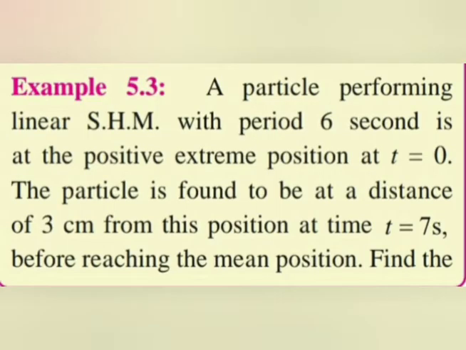So here students, we have the next solved example, and this solved example is different. Here we have to find out the amplitude of simple harmonic motion. So let's move on to the question. A particle performing linear simple harmonic motion with a period of 6 seconds is at the positive extreme position where the time taken is 0, and the particle is found to be at a distance of 3 centimeter from this position at time 7 seconds before reaching the mean position. So here we have to find the simple harmonic motion amplitude.